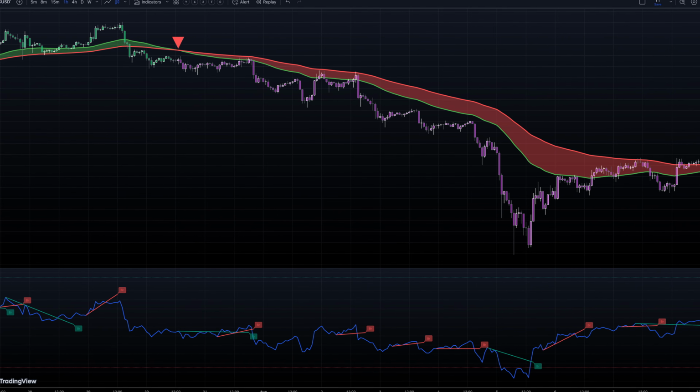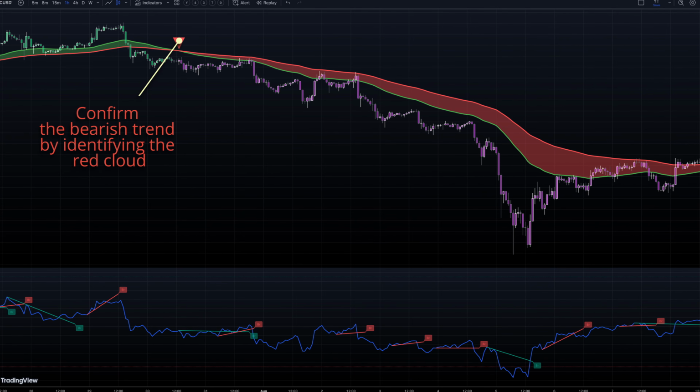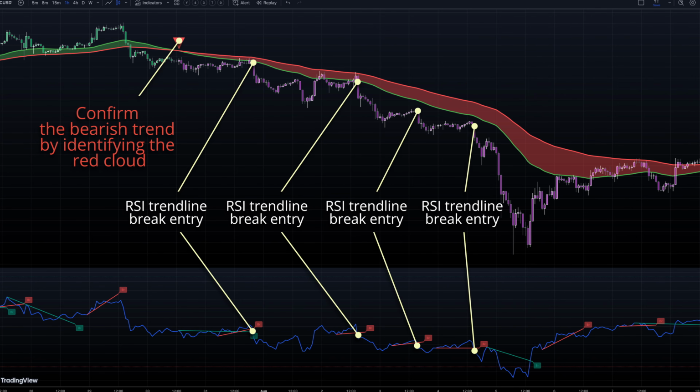For short trades, apply the same logic in reverse. Look for the red ribbon on the Best Cloud All MA, which signals a bearish trend, and wait for the RSI Trendline Breakout to confirm the downward momentum.